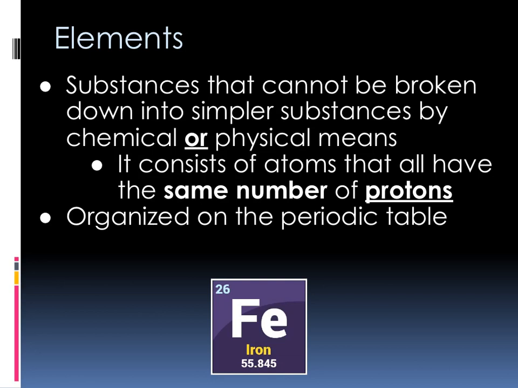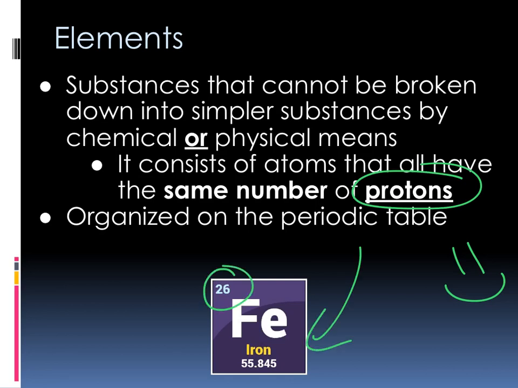So elements consist of atoms, and every atom of a specific element has to have the exact same number of protons. Protons is the identity of the element. Okay, so the number of protons actually gives it its personality. And all elements are organized on the periodic table of elements, probably not surprising. Iron is one of them, and every iron in the entire universe should have 26 protons.